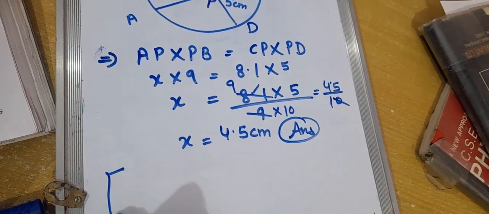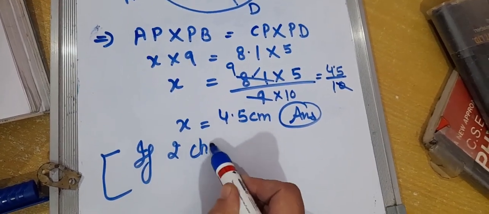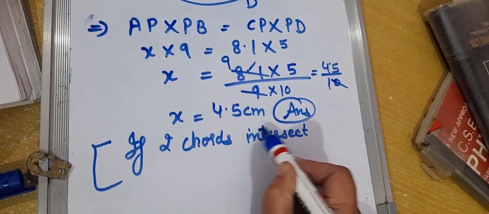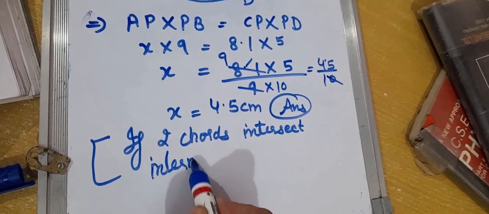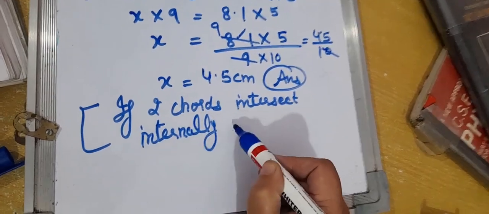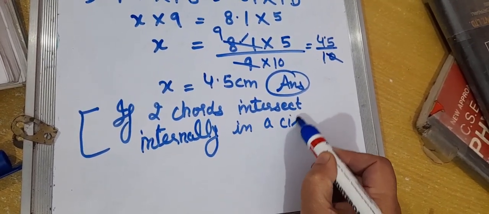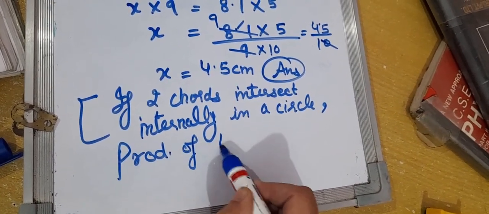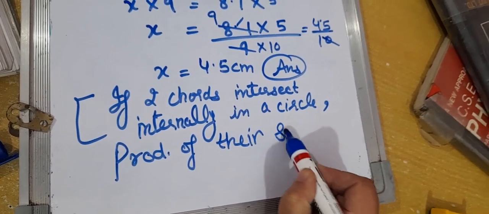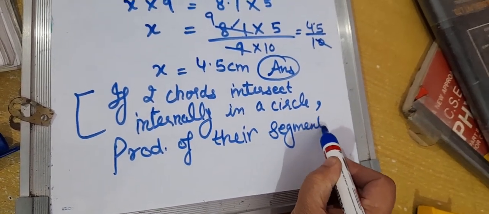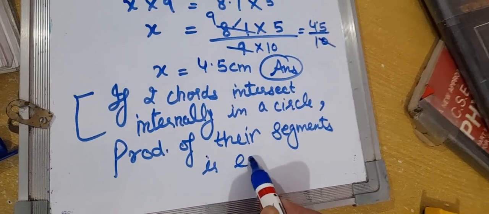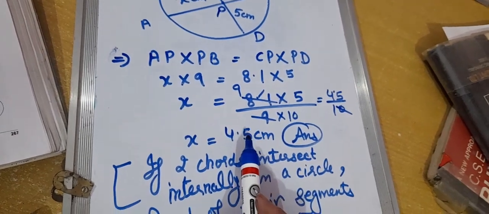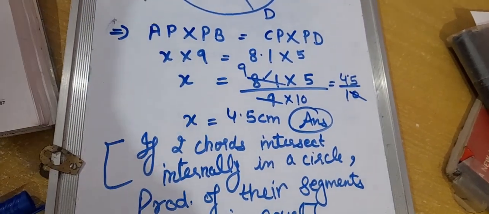You can write the property: if two chords intersect internally in a circle, product of their segments is equal. So using this property, we have solved this question and our answer is 4.5 centimeter.